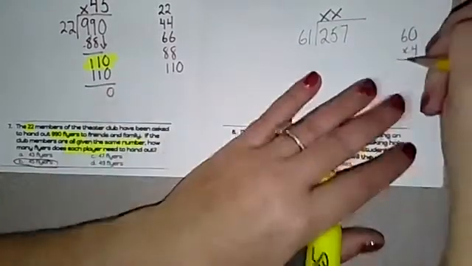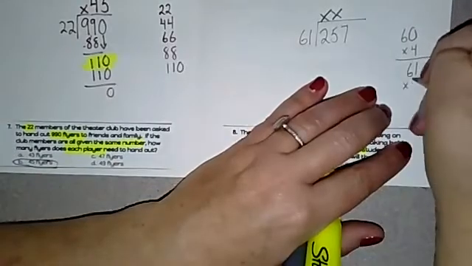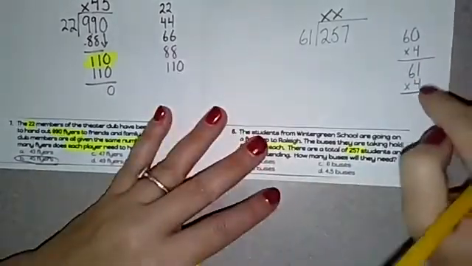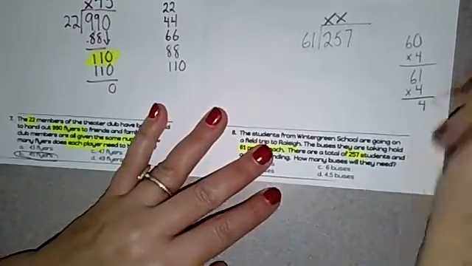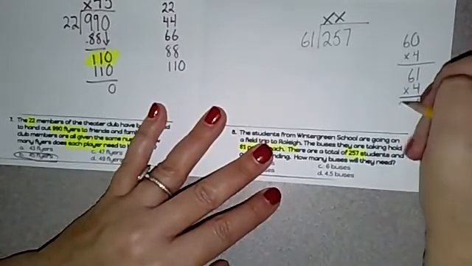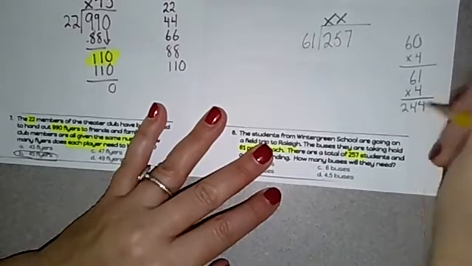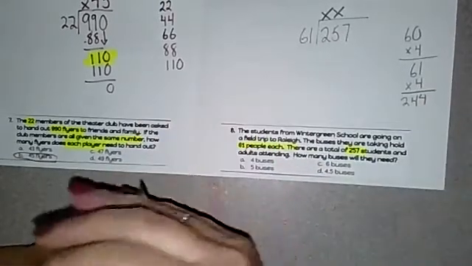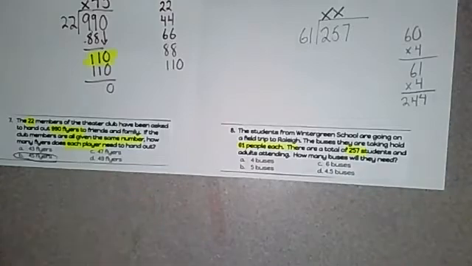All right, so let's do 61 times 4 and see what we get. 4 times 1 is 4. And 6 times 4 is 24. Is that right? Yeah, that's right. All right, do y'all want to try that and subtract that?